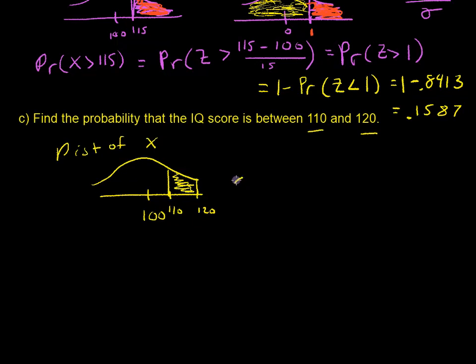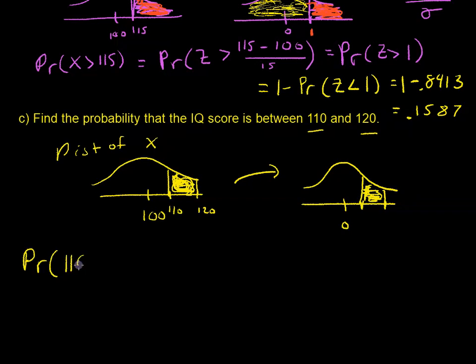Okay, so I'm still going to do the first step the same. First thing I'm going to do is try to transform this to the distribution of z. So I need to find two values now, though, because I need to know two cutoffs for this area. It's going to be the same as this area over here. Let's go ahead and write this out. So I'm trying to find the probability that x is between 110 and 120. All right. So transformation again is z equals x minus mu divided by sigma.